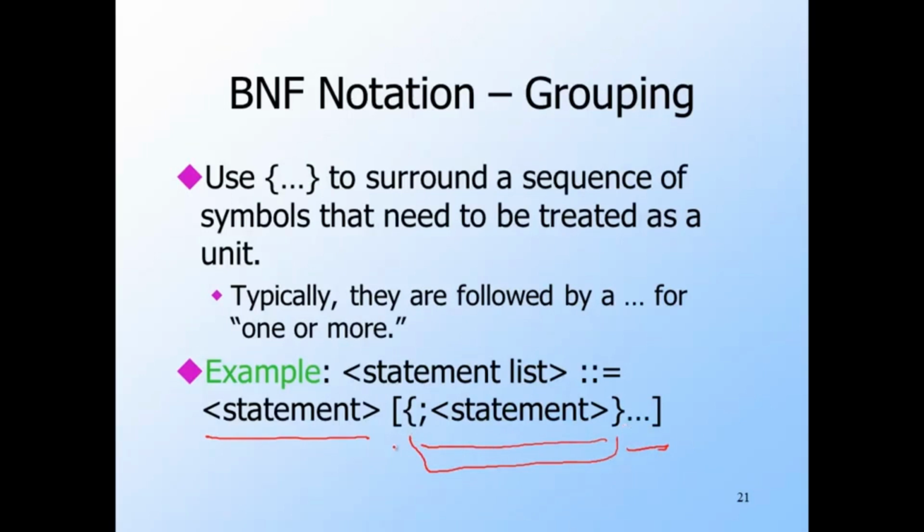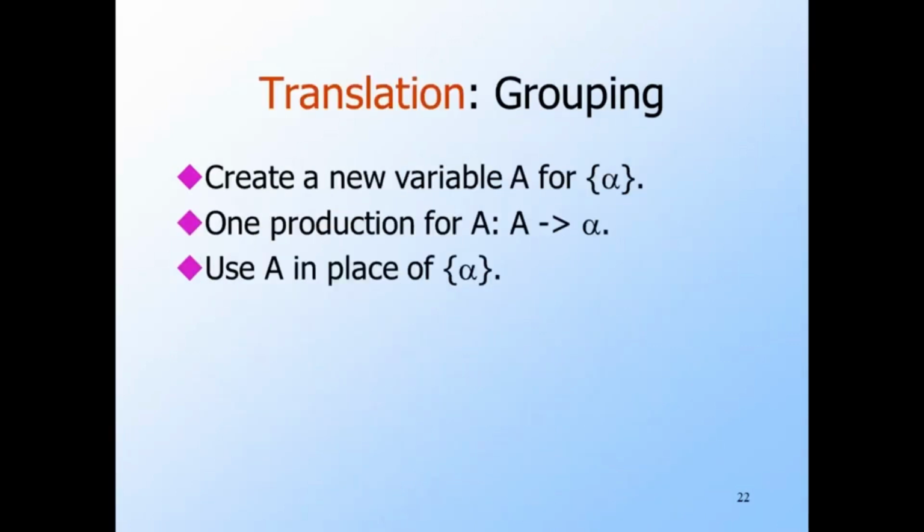Finally, you have the braces, and those braces say that the whole thing is optional. To translate groups to our original notation, just create a new variable A for the group. A has one production whose body is the group.